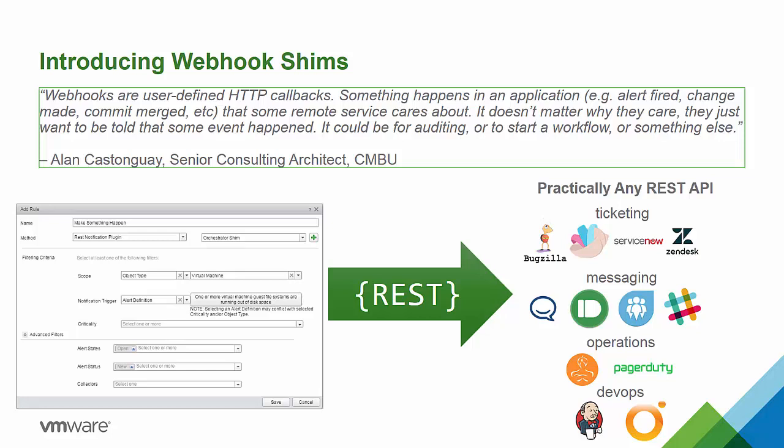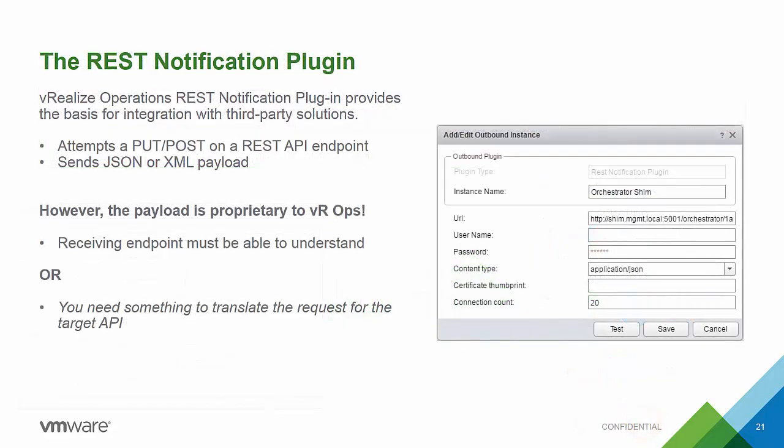Think about, for example, if you have an alert in vROps, and you want that alert to generate a ticket in ServiceNow, or send a page in PagerDuty, or kick off a workflow in Orchestrator. All of these are possible with webhooks, and webhooks are enabled in vRealize Operations through the REST notification plugin.